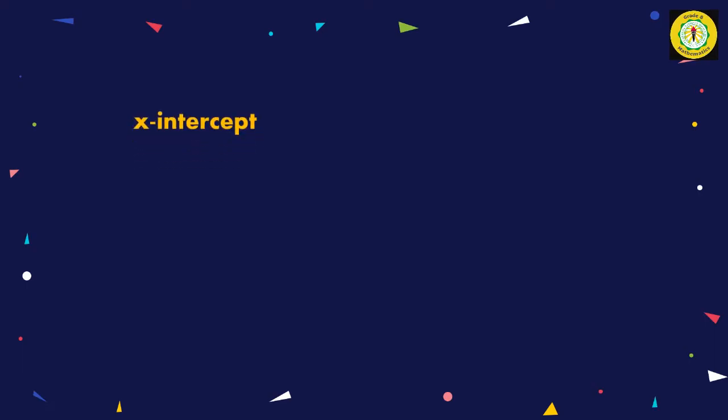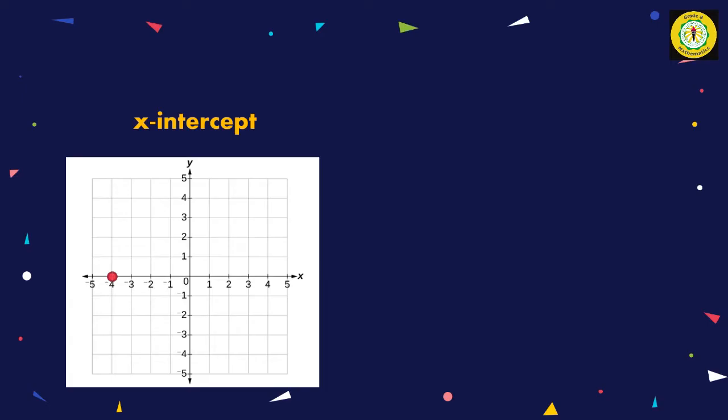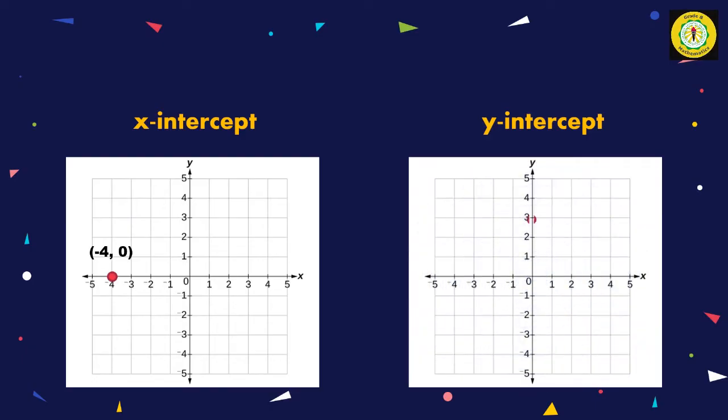Here's the example of x-intercept. As you can see, the point is located along the x-axis, which is negative 4 and 0. So this will be our x-intercept. Example of y-intercept. The point is located along the y-axis, which is 0 and 2. So this will be our y-intercept.